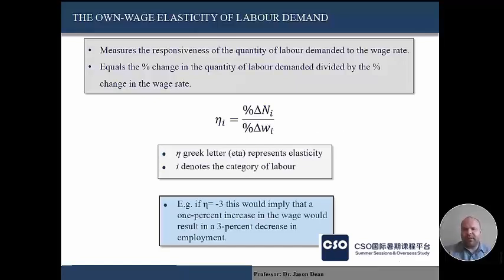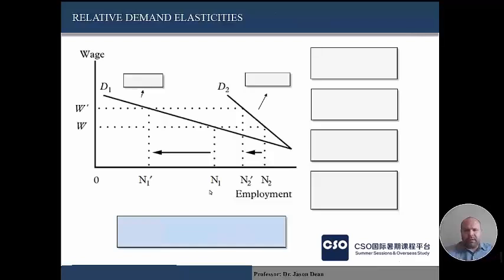For example, if eta is equal to -3, that would suggest that a 1% increase in the wage would result in a 3% decrease in the quantity of labor demanded. Now, if we think about labor demand curves that are steep and ones that are flat, we can really illustrate the difference between the two.